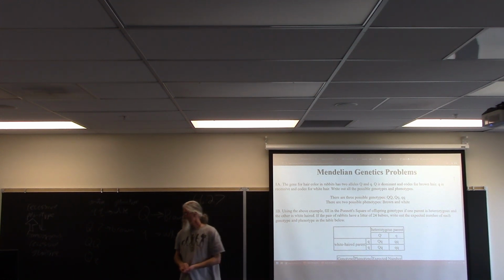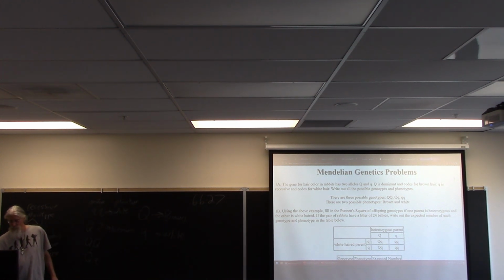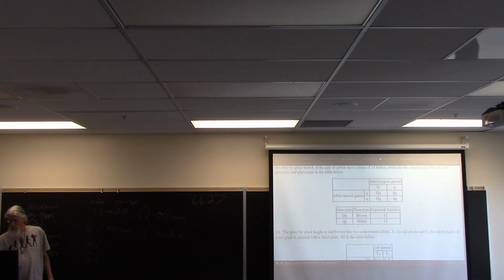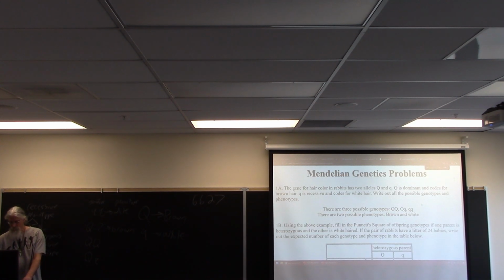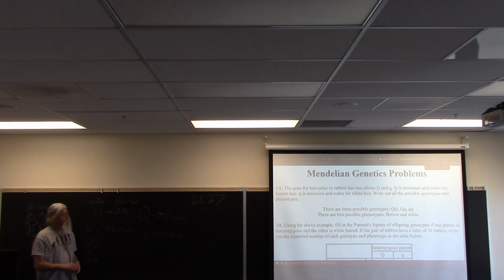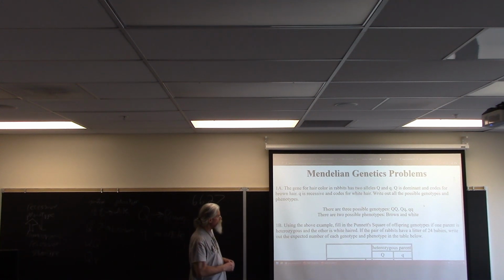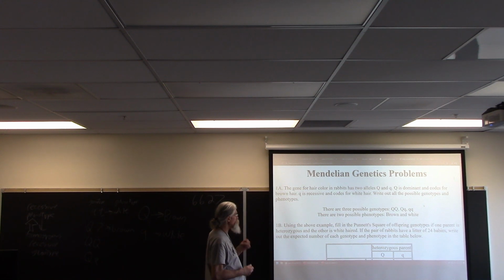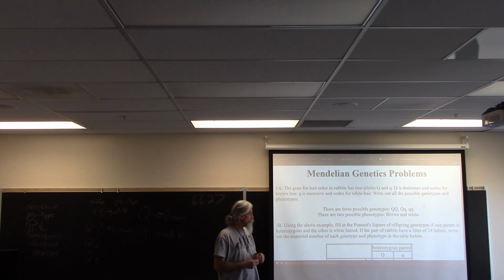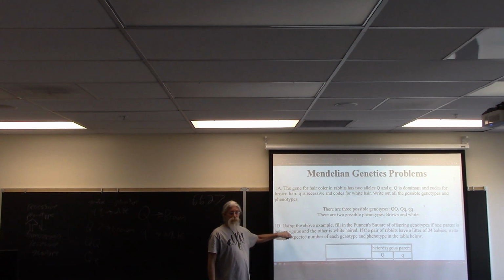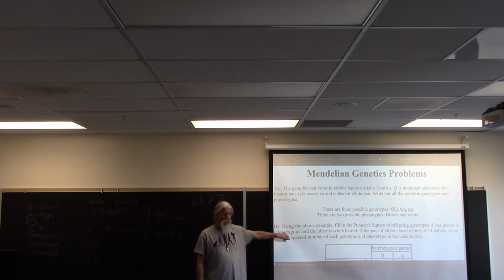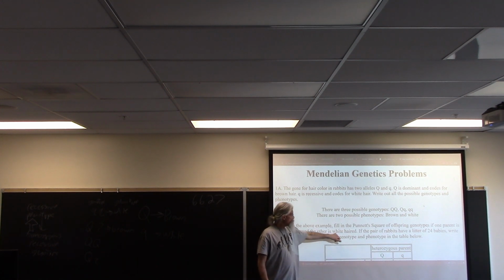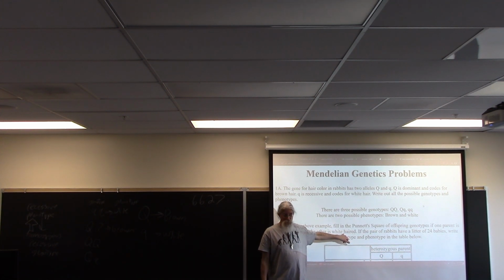So using, in fact, let's get rid of the answer here. Okay. Using the above example, fill in the Punnett square of offspring genotypes if one parent is heterozygous and the other is white-haired. So here, that's a description of genotype, okay? And that's a description of phenotype.